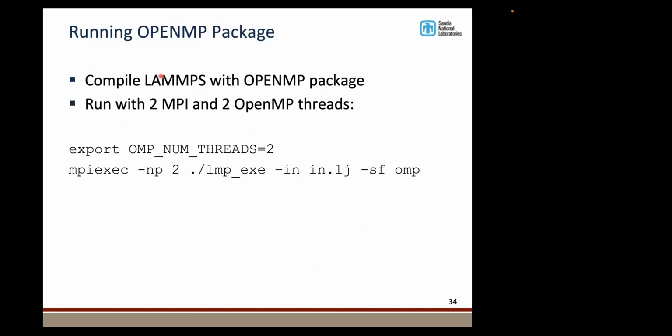Okay, so again, you have to compile LAMMPS with this OpenMP package first, and then you can run with more than one OpenMP thread. You set that using environment variables, and then you can just append the suffix, and you'll get the accelerated version of LAMMPS.